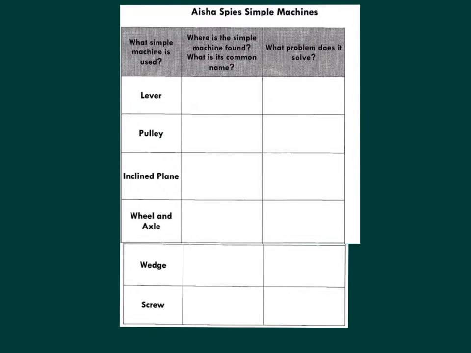Aisha Spies Simple Machines. In the left-hand column, what simple machine is used? There's the lever, pulley, inclined plane, wheel and axle, wedge, and screw. In the middle column, where is the simple machine found? What is its common name? And in the last one, what problem does it solve?